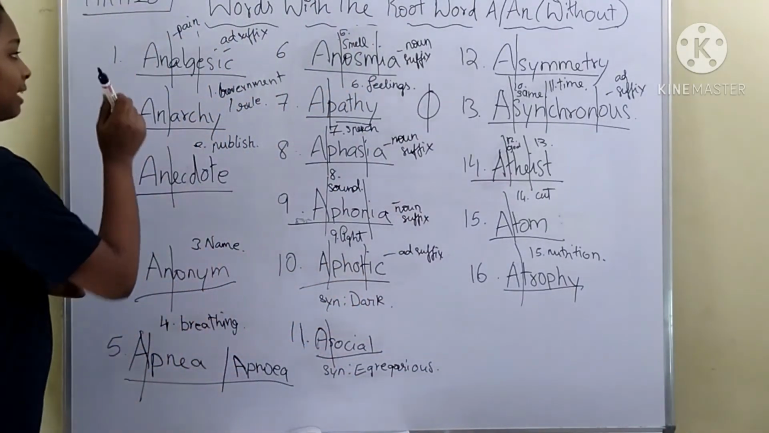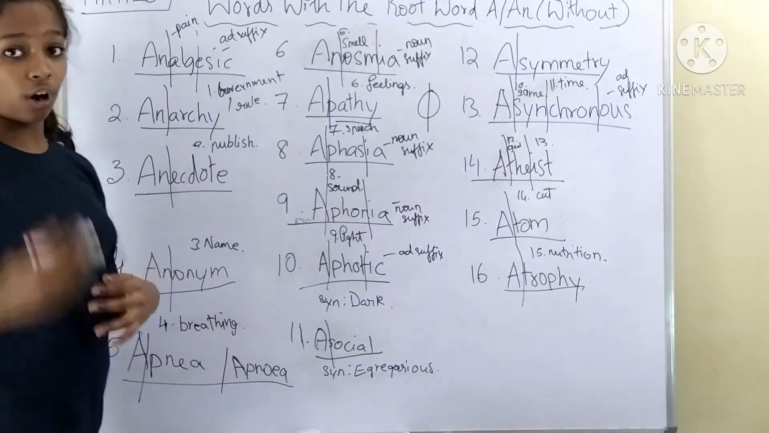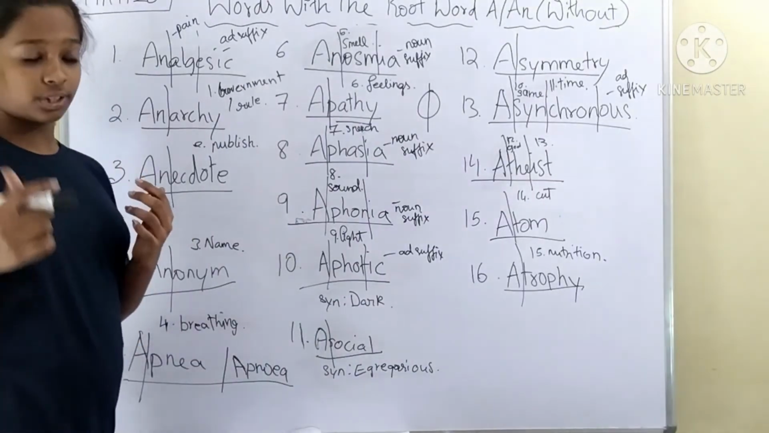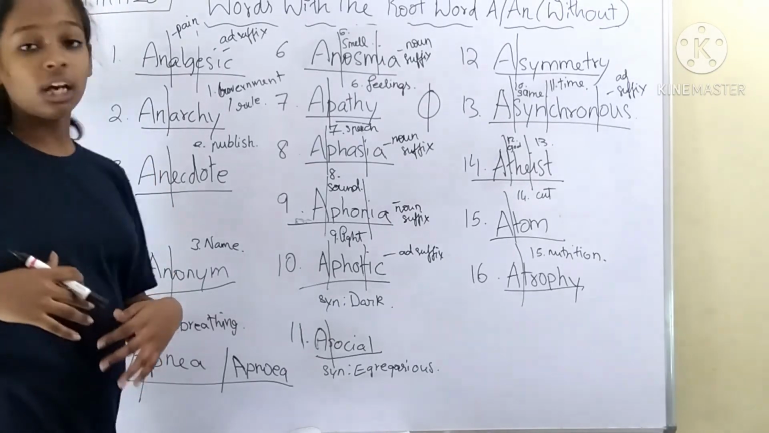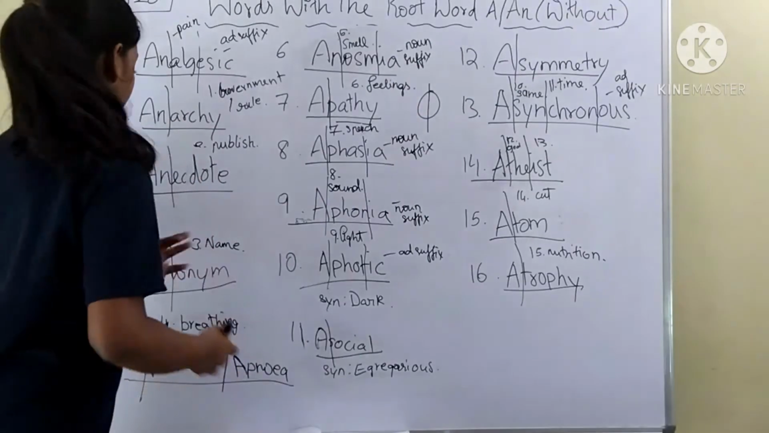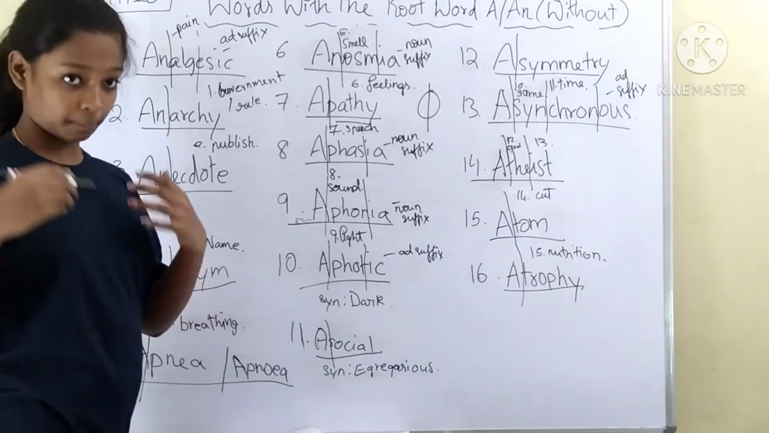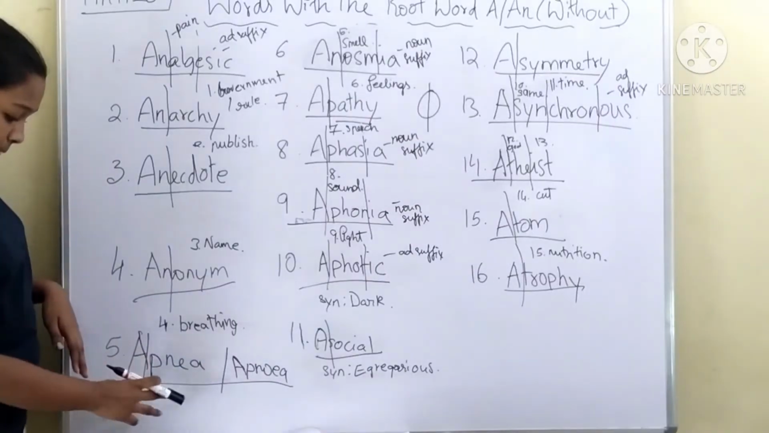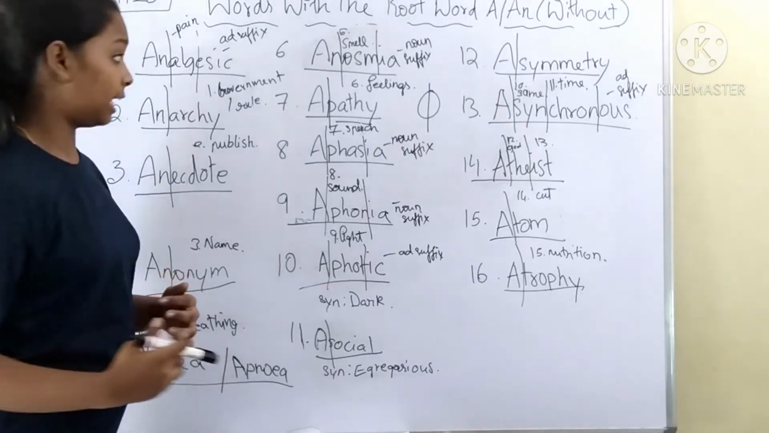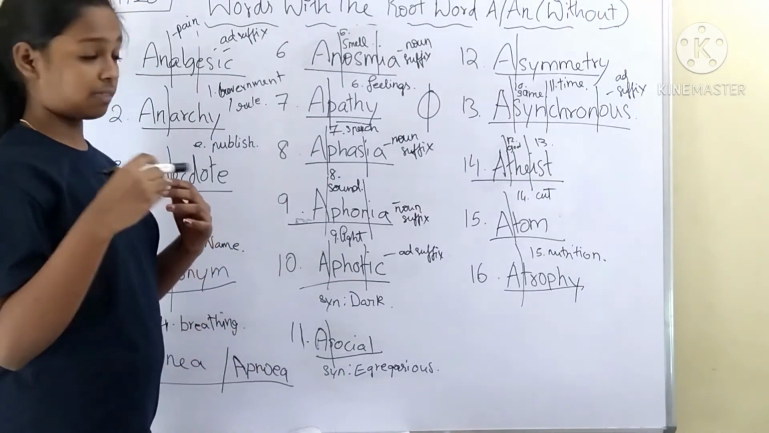The first word was analgesic, which means a drug that relieves pain. The next word, anarchy, which means no law, no government, no rule. The next word is anecdote. Anecdote means a short, amusing story which is a real life event. The next word is anonym, which means without a name or with a name that is not made known. The next word is apnea or apnoea, which means a condition in which a person stops breathing temporarily. The next word is anosmia, which means loss of sense of smell.